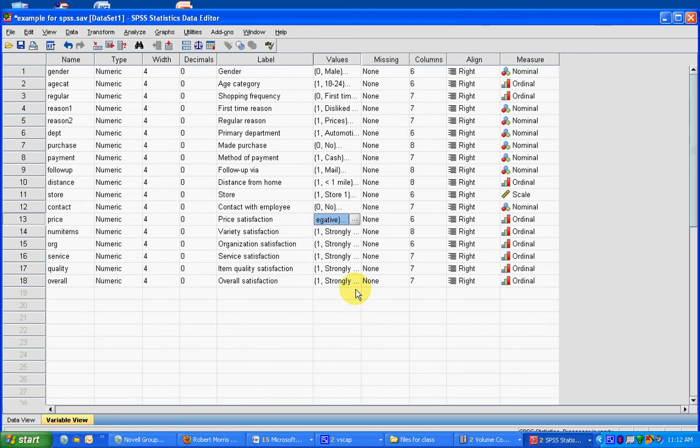These are the basic types of data. So we've got nominal, ordinal, interval, and ratio. Nominal and ordinal are non-metric. Interval and ratio are metric or continuous.